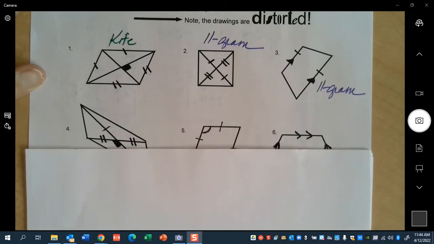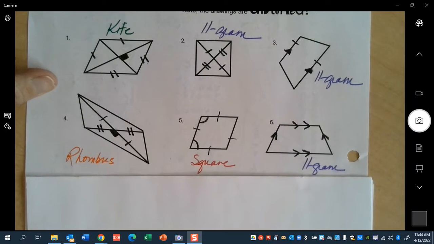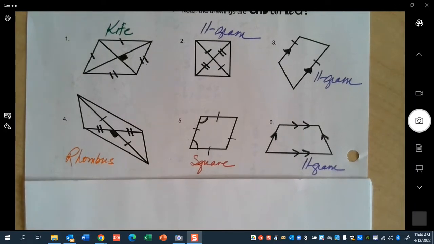So when we look at each of these shapes, I have a rhombus, a square, and a parallelogram. This one has to be a rhombus because its diagonals are bisected but not congruent. Check out your markings. If everything just had a 1 marking on it, then I would know that it had to be a square. My diagonals are perpendicular, so that's going to be a rhombus.